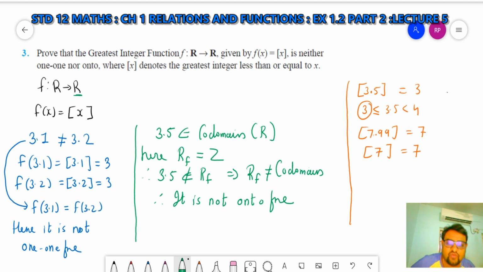Onto function, not onto function, you can also call it into. Like not 1-1 function, you can call it many-one. So this is question number 3. See, it is neither a 1-1 function nor an onto function. Clear? So just note down question number 3.